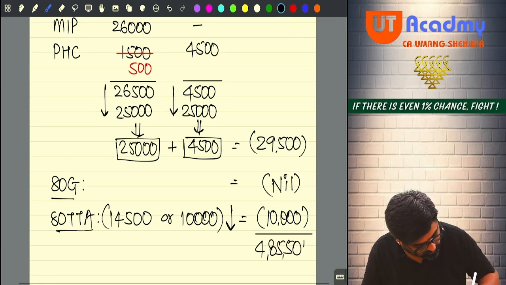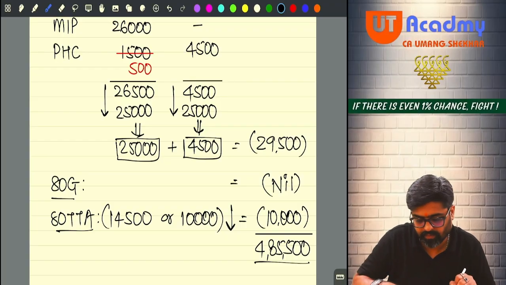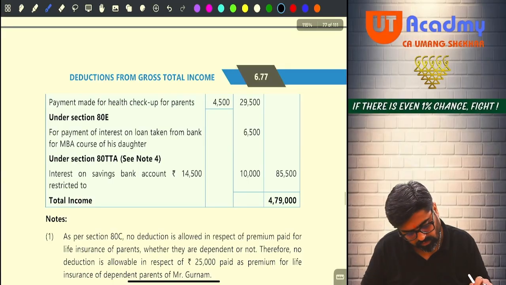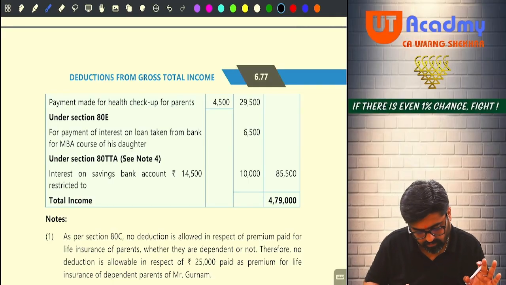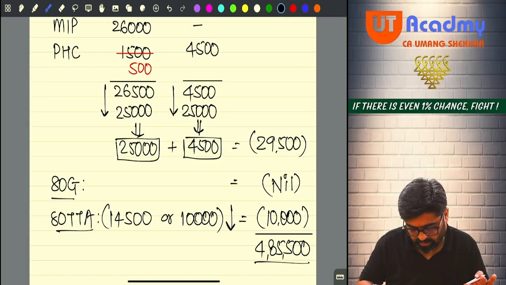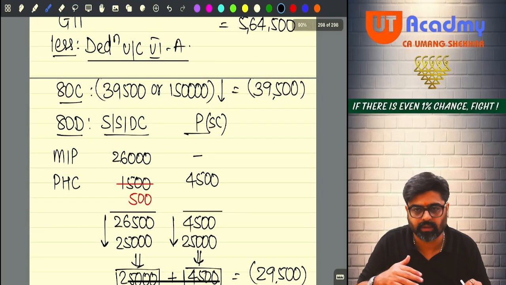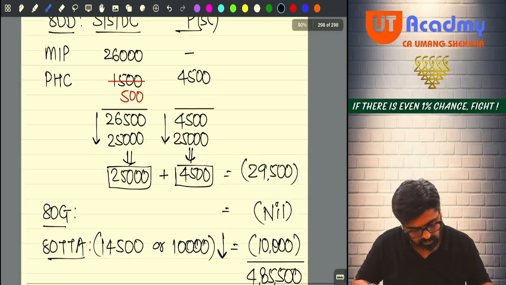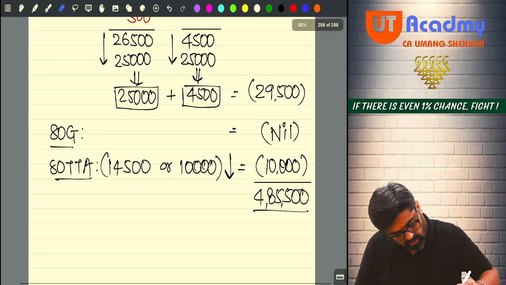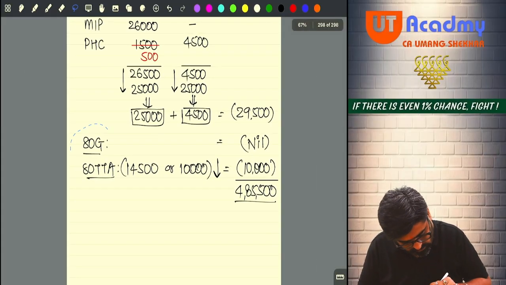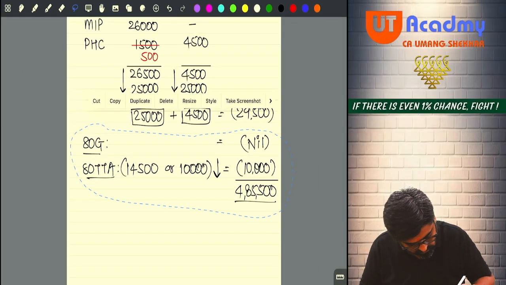Are you getting this? 4,85,500 is not 4,79. So I have committed some mistake. Wait, okay. One deduction I forgot to take. After 80D, 80E is also there, which I forgot to take. So before 80G only, I will take that. I will shift this a little bit down.